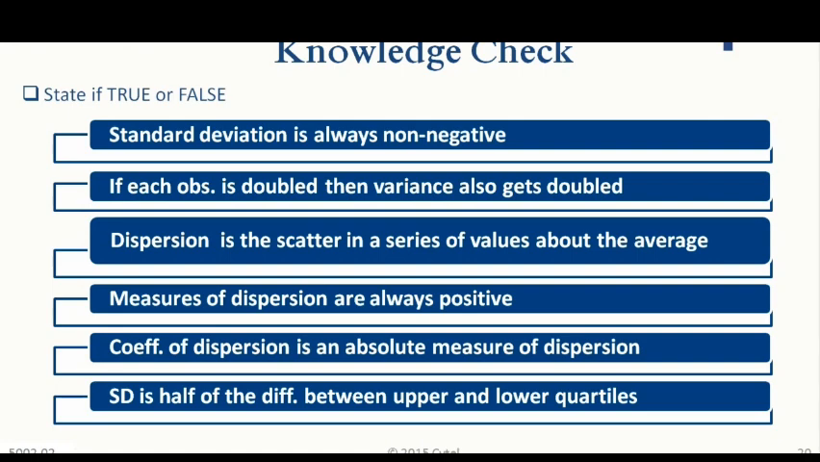Dispersion is the scatter in a series of values about the average. Measures of dispersion are always positive. Coefficient of dispersion is an absolute measure of dispersion. Standard deviation is half of the difference between upper and lower quartiles. This you will right away refute now, because this is nothing but the interquartile range divided by 2. Actually, that interquartile range divided by 2 is also a measure of dispersion, that is known as quartile deviation. Okay, so you can learn other examples or other measures also by going through this.